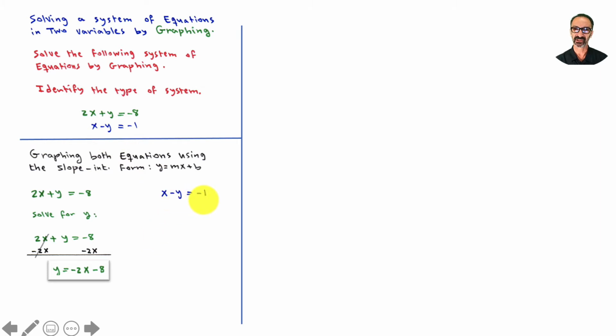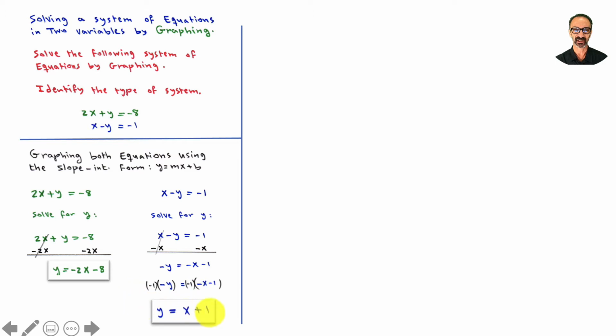x minus y equals negative 1. Solving for y, I could write it as y equals mx plus b. I'm going to subtract x from both sides. I get negative y equals negative x minus 1. I need y by itself, so I'm going to multiply both sides by negative 1. The left side becomes y. And on the right side, I have to distribute the minus 1, and it gives me x plus 1.